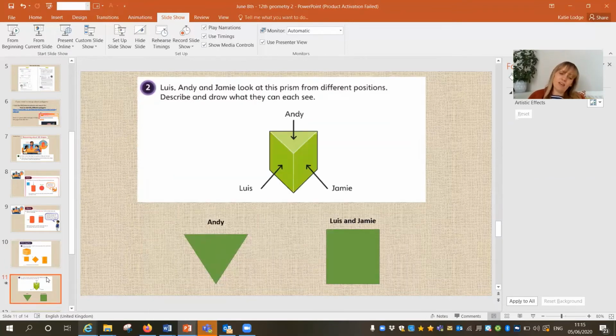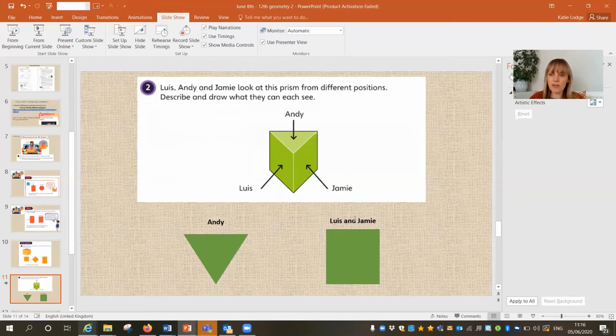Now again, oh dear, look. This didn't work very well because I did this as a slideshow and the answers are already there. So it says here, Louis, Andy and Jamie look at this prism from different positions, describe and draw what they can each see. A little bit like the cylinder one. So Andy's looking from the top. You can see I've drawn here the triangle, so it's a triangle shape. And Louis and Jamie on the side, what can they see? So I've drawn a square.